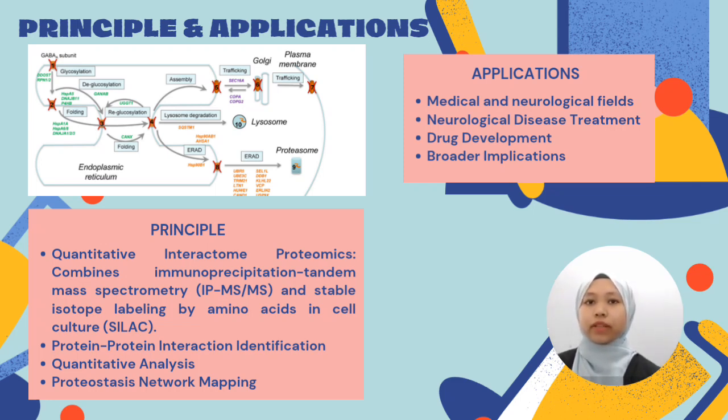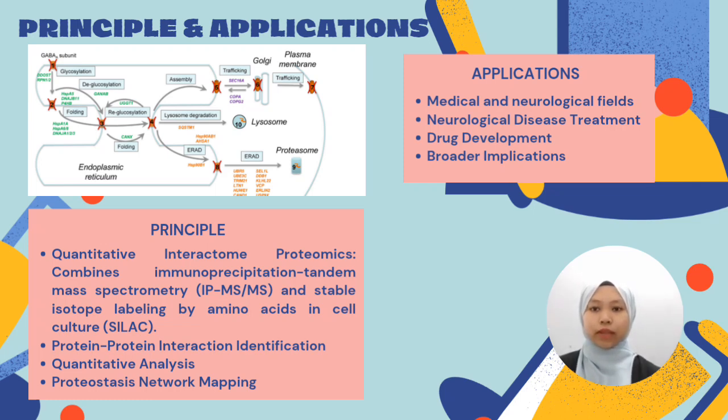This method identifies proteins interacting with GABA A receptors, aiming to map their proteostasis network, which regulates folding, trafficking, and degradation. SILAC enables precise comparisons of protein interactions in cells expressing either wild-type or mutant receptor variants by differentiating them with isotopic labels. Furthermore, the principles underlying this method include protein-protein interaction identification. By immunoprecipitating GABA A receptors, associated proteins are isolated and identified via mass spectrometry.